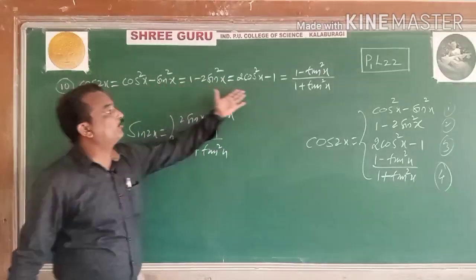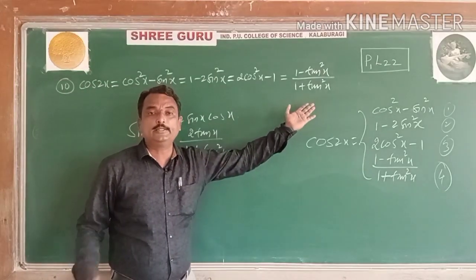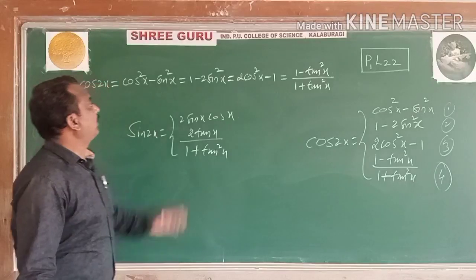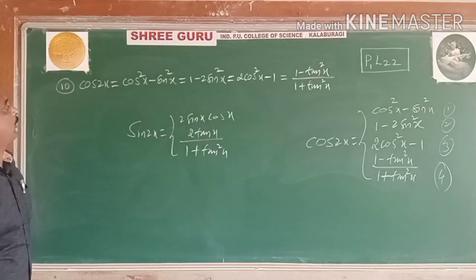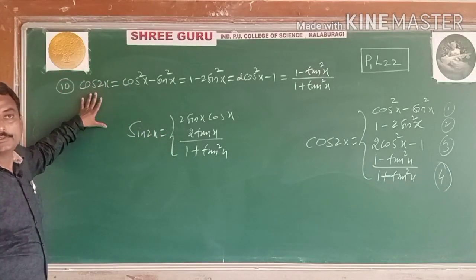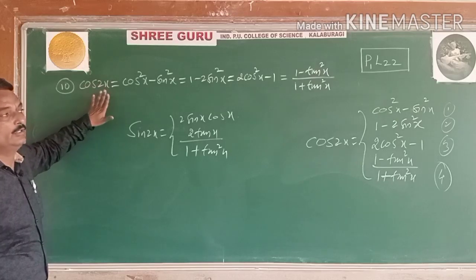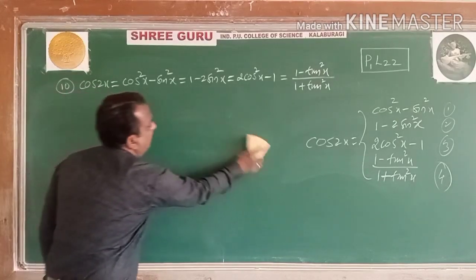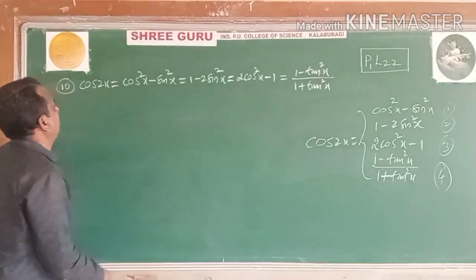You need all the 4 formulas while calculating in the second PUC examination: differentiation, integration. You need all the 4 types of the formulas of cos 2x. This is the cos 2x formula. Now let us see, we will prove these 4 formulas one by one.